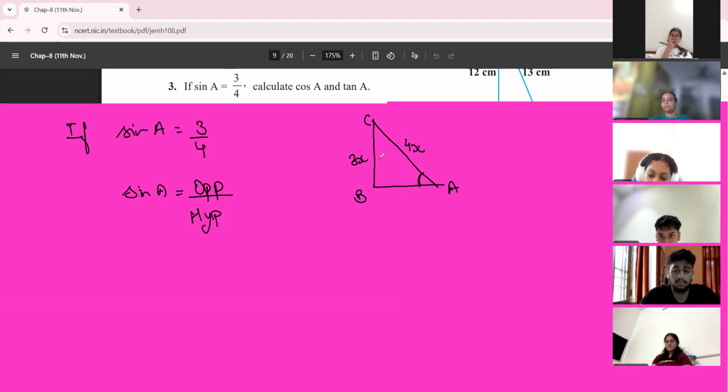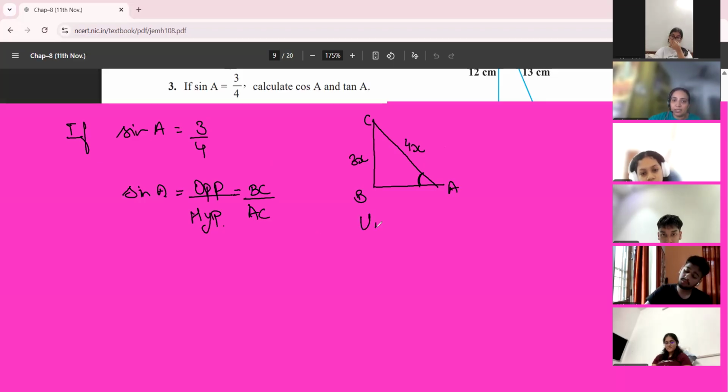Right or not? Clear or not, everyone? Because sine A is actually opposite by hypotenuse. Opposite is here BC, hypotenuse is AC. So the ratio of BC by AC is given to you as 3 by 4. That means we can assume BC to be 3x and AC to be 4x. Right or not, everyone? You have to write this very clearly.